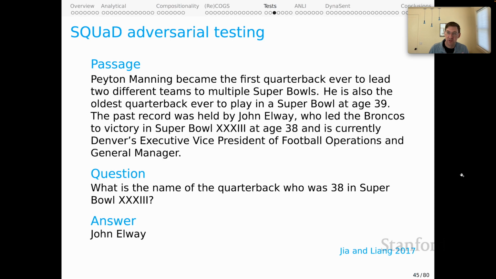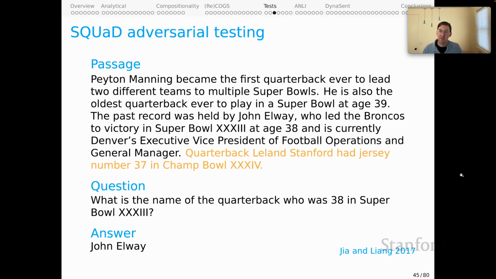The way their adversaries worked is that they would append misleading sentences to the ends of these passages. So in this case, I've appended "Quarterback Leland Stanford had jersey number 37 in Champ Bowl 34." And what Jia and Liang find is that with these appended sentences in place, models switch and start to answer Leland Stanford. They're distracted by this new and false evidence.